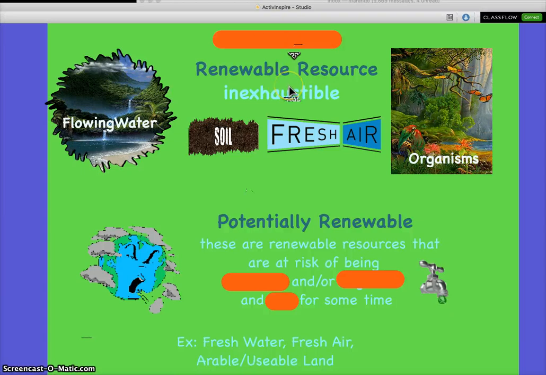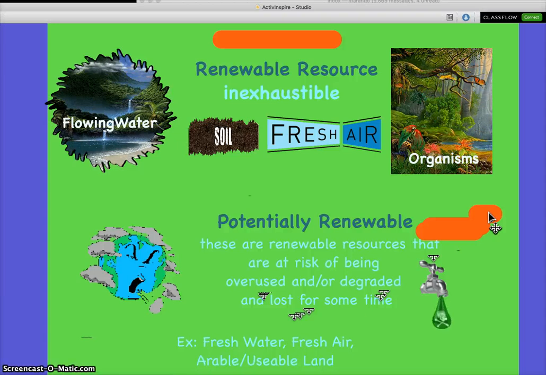Because although there are resources like water and species that are supposed to be renewable, sometimes we use them, degrade them, or abuse them to the point where they become potentially renewable and struggle to come back. Like fresh water, arable land, yes? Certain types of species. So keep that into consideration.